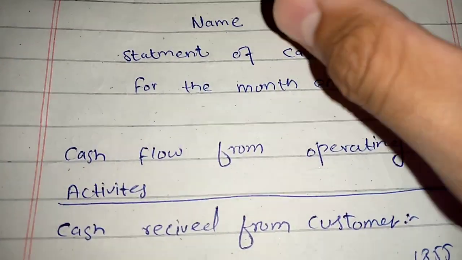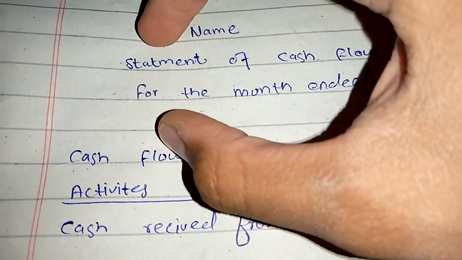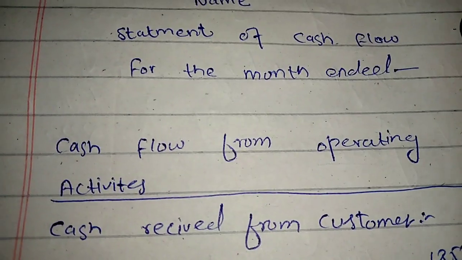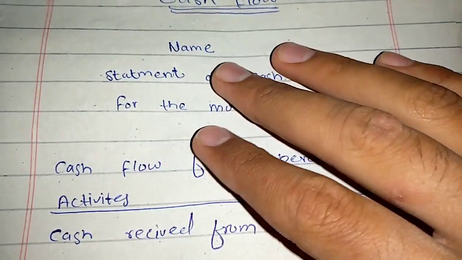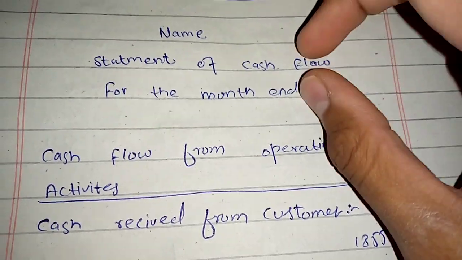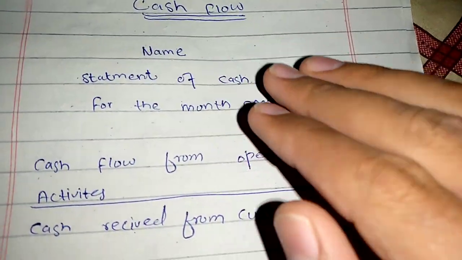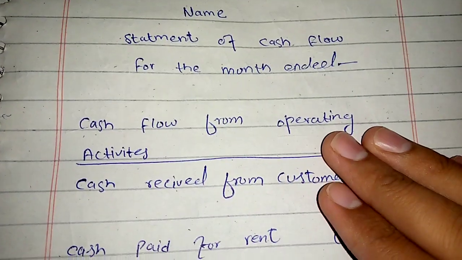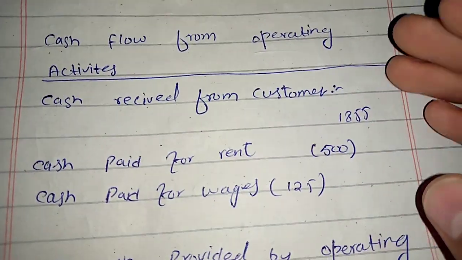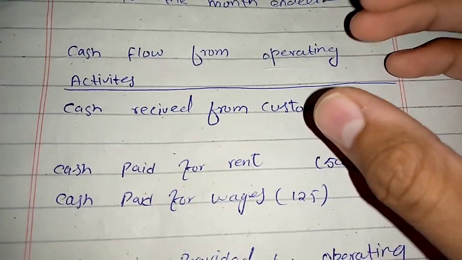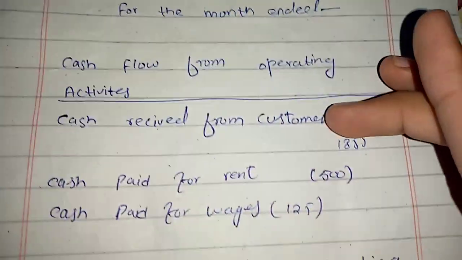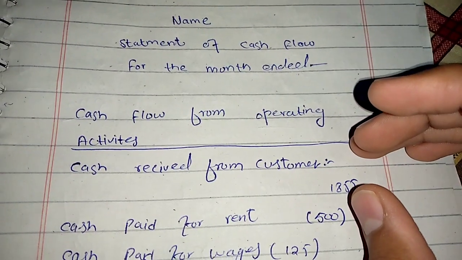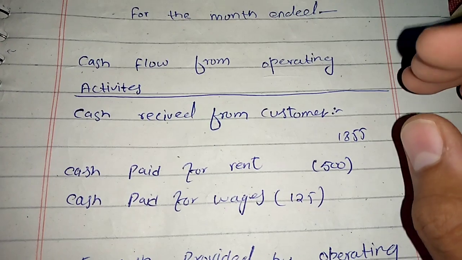So in cash flow you have to mention the name at first, then the statement of cash flow for the month ended. The month for which you have made the cash flow, you have to make the statement of that month, that your cash flow has ended in this month, and the cash flow of this month is in this statement or on this page. So after that, cash flow from operating activities, cash received from the customer. You have to keep in mind these things if you are writing a cash flow.